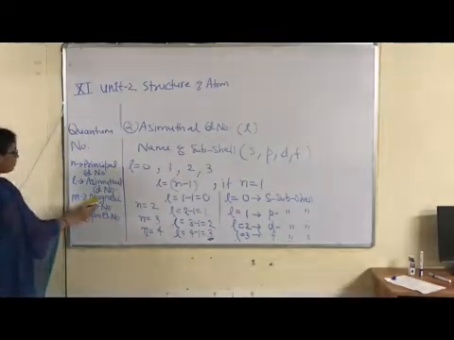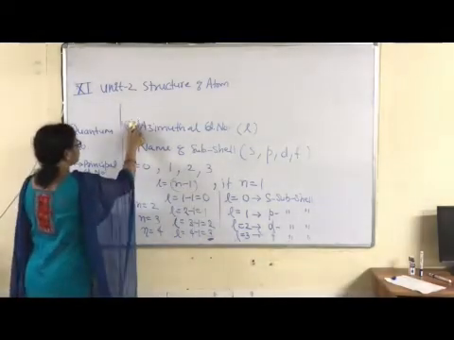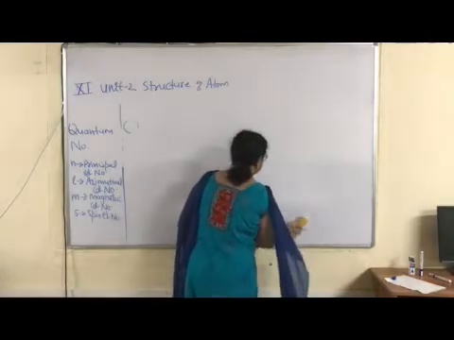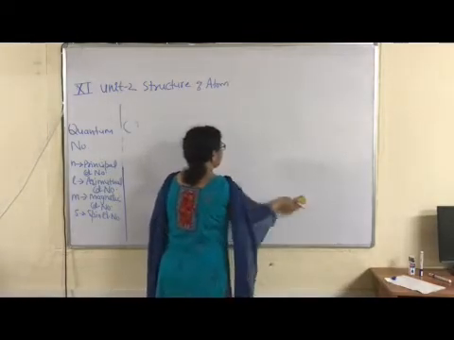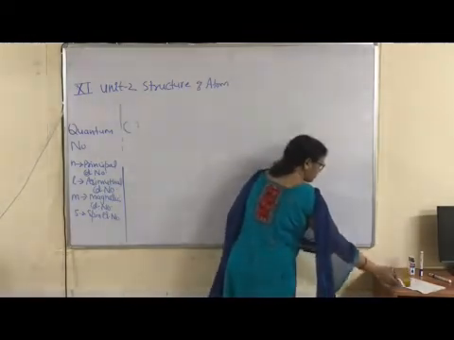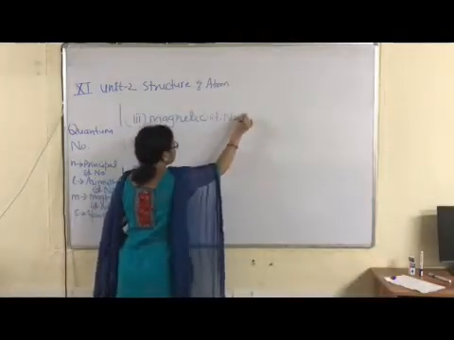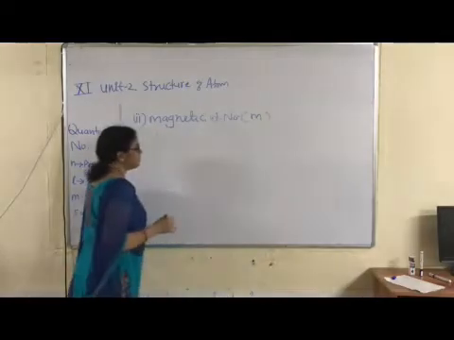Now the third quantum number is the magnetic quantum number. The magnetic quantum number explains the direction of different orbitals along different axes. Its symbol is small m, right?